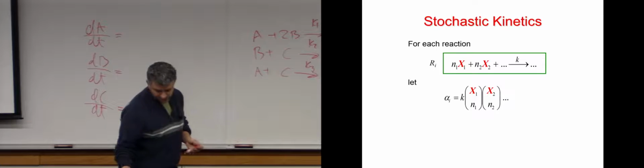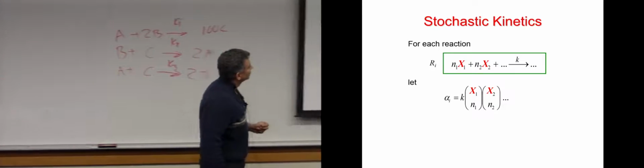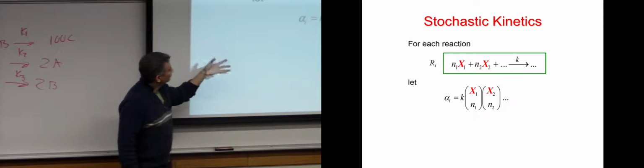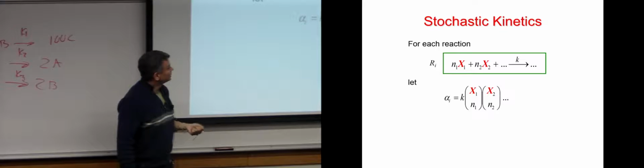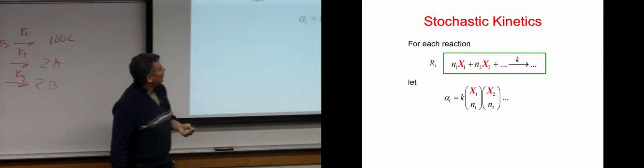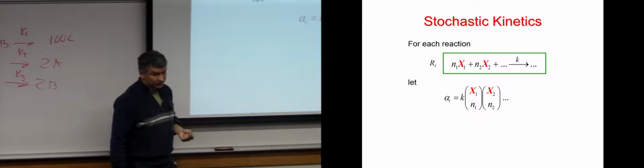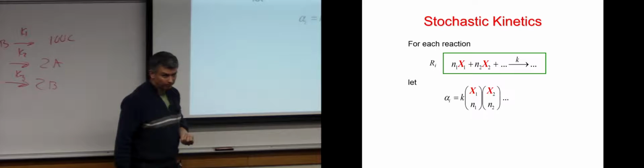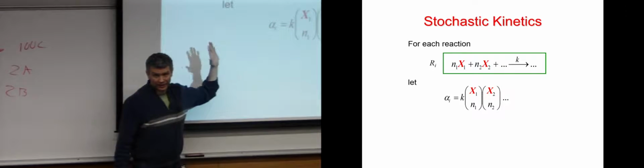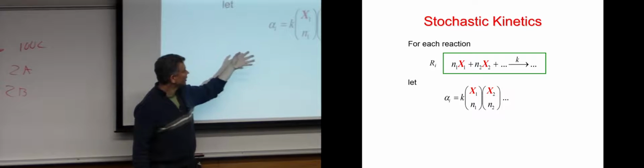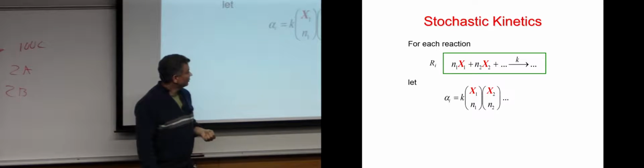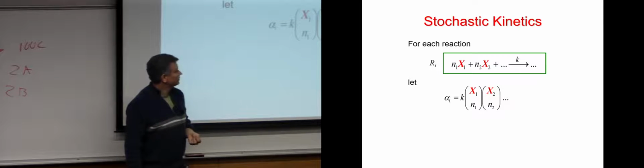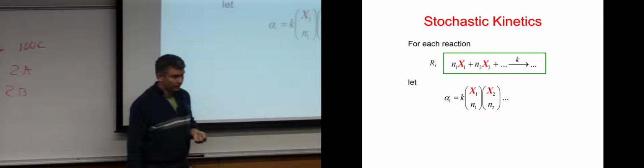So here's the formula, written in abstract terms. If we have the ith reaction, Ri, suppose that the ith reaction has N1 molecules of X1 as reactants, plus N2 molecules of X2, and so forth, and a rate of K. Then we're going to do this calculation for each reaction and compute alpha I. What is alpha I? It's going to be K times X1 choose N1 times X2 choose N2, and so forth.